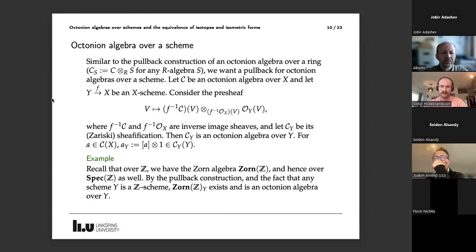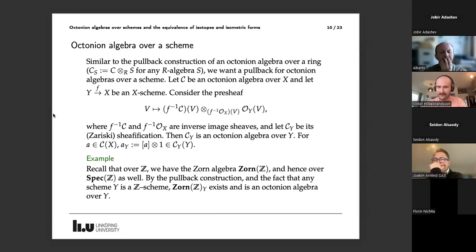So we take an octonion algebra over X and let Y be some X-scheme. Then we have this presheaf where f^{-1}C and f^{-1}O_X are inverse image sheaves. And this thing will unfortunately only be a presheaf, so we have to take its sheafification, its associated sheaf, and we let this be our C_Y. And then this C_Y will also be an octonion algebra.